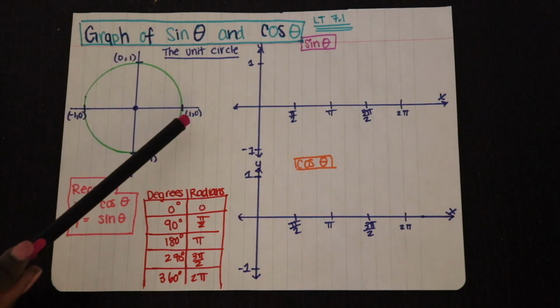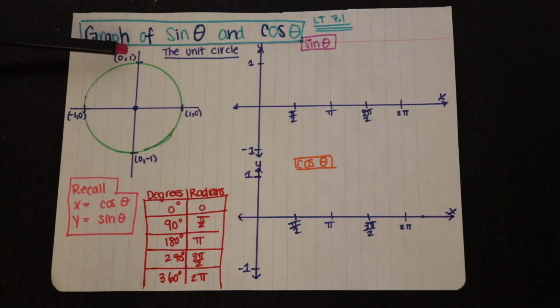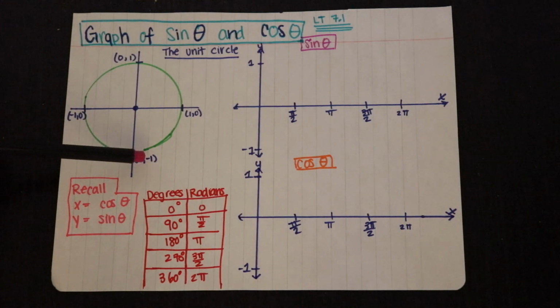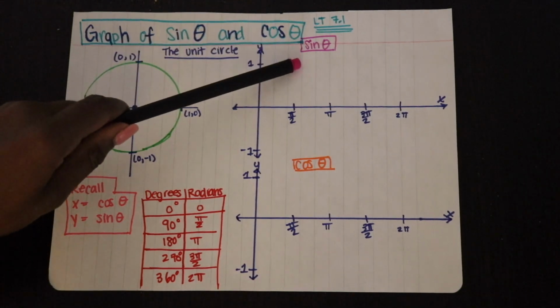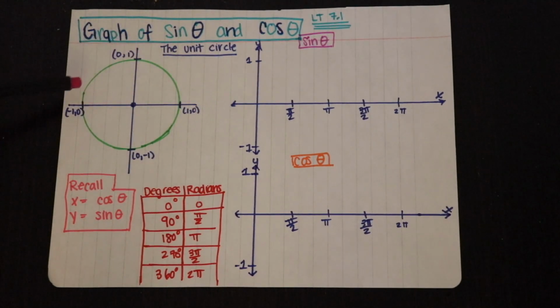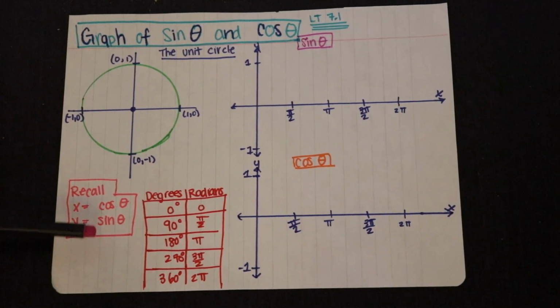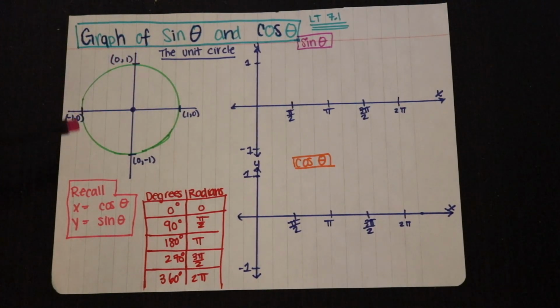If the radius is 1, then this is 1 comma 0. This is 0 comma 1, negative 1 comma 0, 0 comma negative 1. Another thing that I want us to remember is that our x value is our cosine theta and our y value is our sine theta. So these numbers actually give us a lot of information that we need in order to graph. So when we're graphing sine, we're going to only focus on the y values. And when we're graphing cosine, we're only going to focus on the x values.